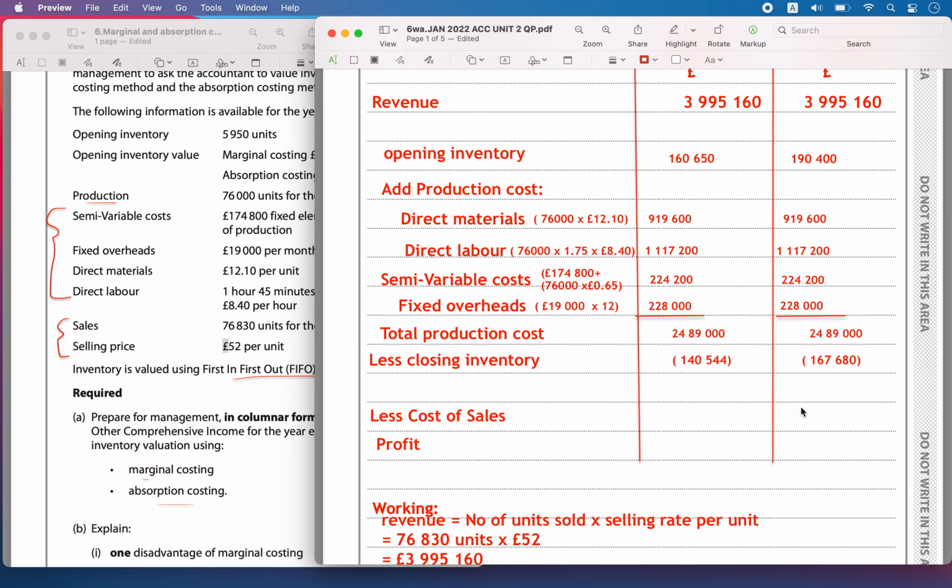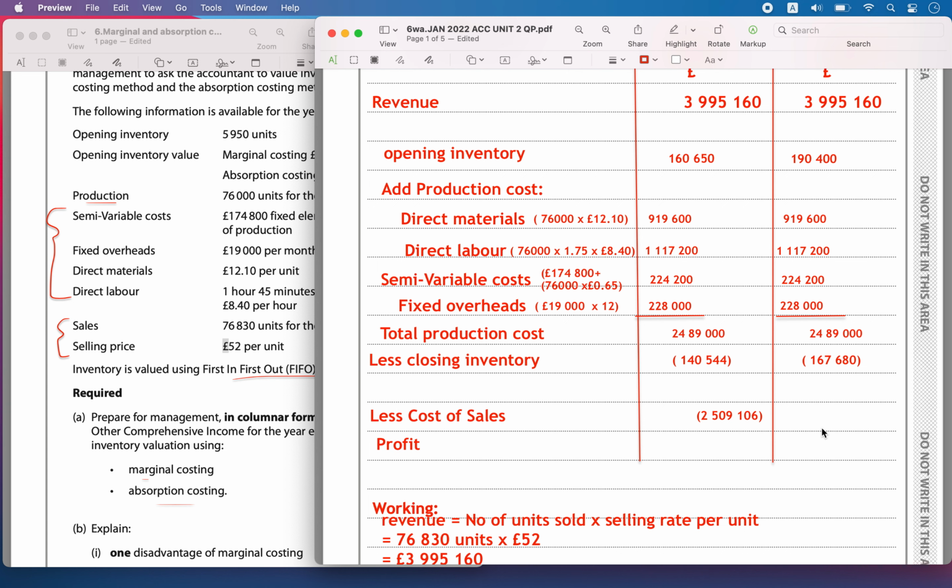Now we will have to calculate the cost of sales. So let's calculate the cost of sales. Opening inventory is 160,650 plus 2489,000, minus 140,544. So that is 2,509,106. This is the cost of sales using the marginal costing method.